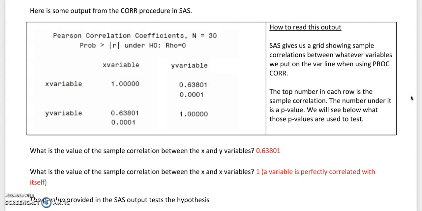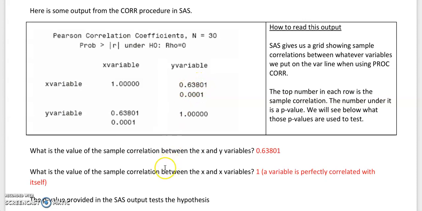When I run the code above, a generic version of it, this is the kind of output that I will see. It'll tell me that these are the Pearson correlation coefficients. I'll have my x variable and my y variable, and then a grid giving me some numbers. In each of these rows, the top number is going to be our sample correlation. The bottom number is going to be a p-value. So if I'm looking for the sample correlation between x and y, I can go to this section here, and this top number, the 0.63801, is my r, or my sample correlation between my x variable and my y variable.